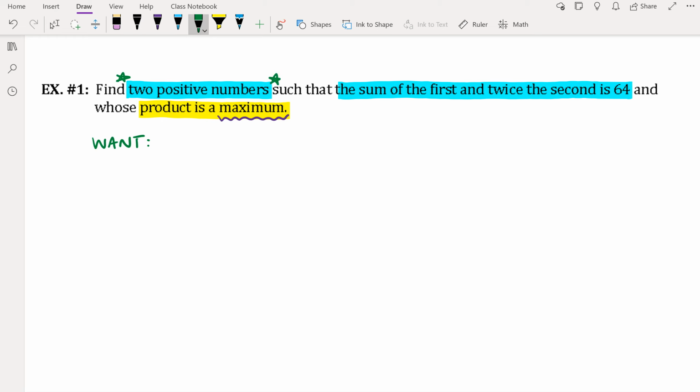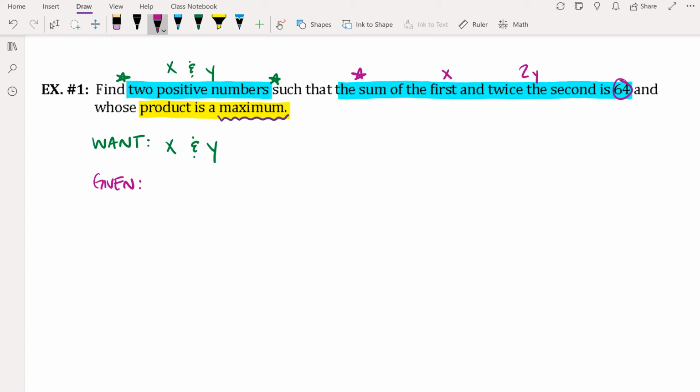Let's call these numbers, since we don't know what they are, x and y. So what do we want? We want x and y. Now, we also want the product xy to be a maximum. We're going to write that in the givens, though. So what is given to us? Let's write some givens down. First thing that's given, the sum of the first number, let's call the first number x, and twice the second, 2 times the second number would be 2y, is 64.